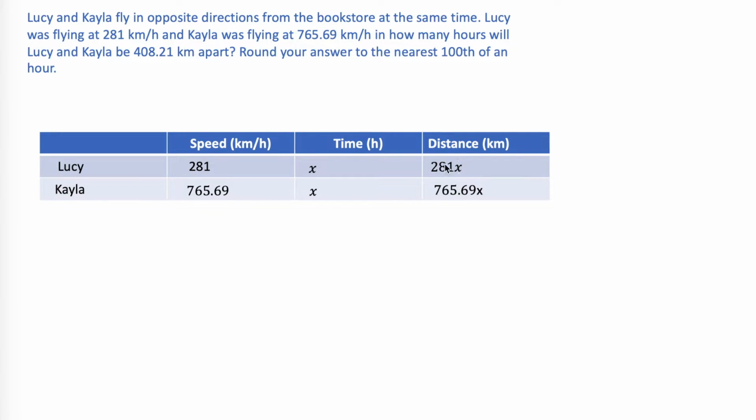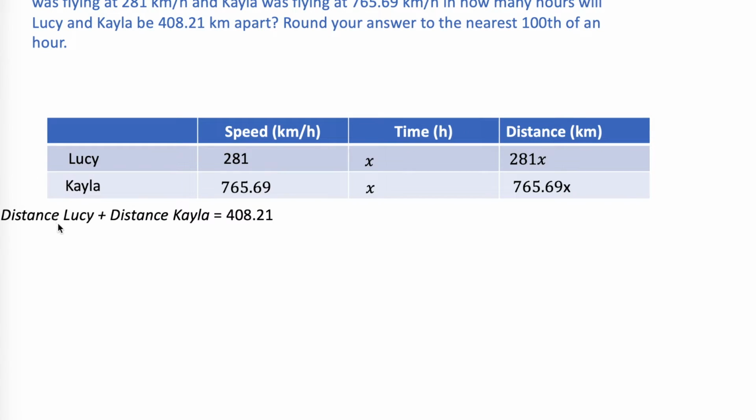We know these two distances add up to give 408.21 kilometers. This is not the total distance. This is the distance Lucy traveled, and this is the distance that Kayla traveled. The distance that Lucy traveled added to the distance that Kayla traveled altogether is 408.21 kilometers. The distance that Lucy traveled is 281x, and the distance that Kayla traveled is 765.69x.